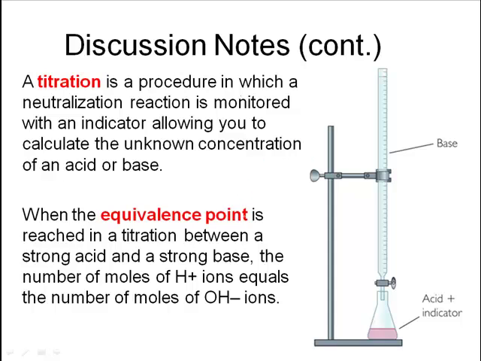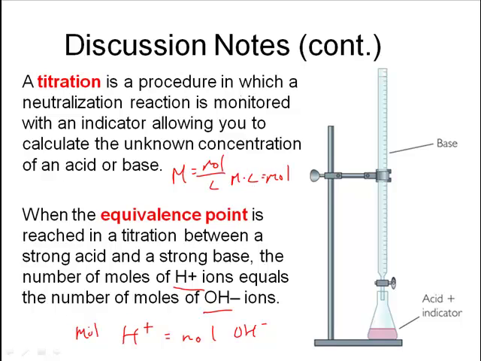So when the equivalence point is reached in titration between a strong acid and a strong base, the moles of the H+ and the OH- are equal. So the moles of the H+ are equal to the moles of the OH-. Okay? Now we know that molarity equals moles over liters. So moles equals molarity times liters.